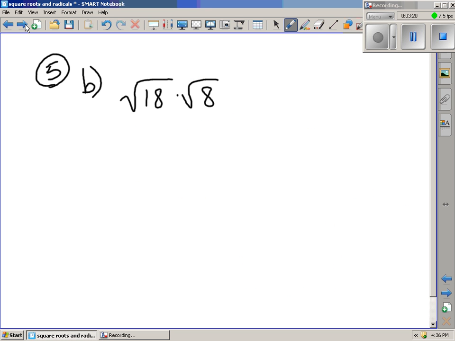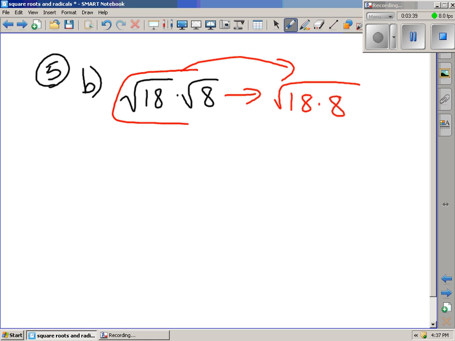All right, 5B, the square root of 18 times the square root of 8. In this example, what I'm going to do is use the rule backwards. So instead of splitting it up into more factors, I'm going to put all of the factors underneath one square root. So you can go from here where you have multiple radicals over to one radical, or you can go the opposite way, whichever is most useful in the situation.